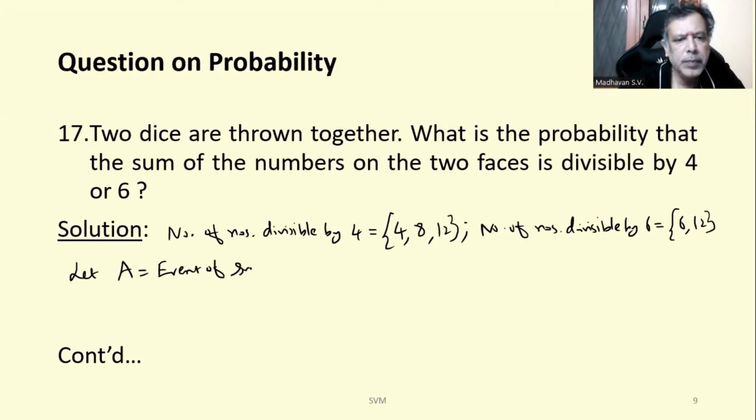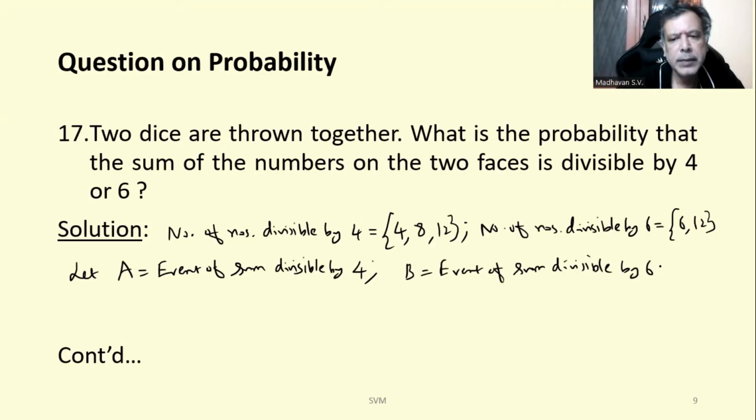Event of sum divisible by 4. Let B equal to event of sum divisible by 6. Now, let us write down favorable outcomes for A. So, which means the sum of the numbers should be 4 or 8 or 12.